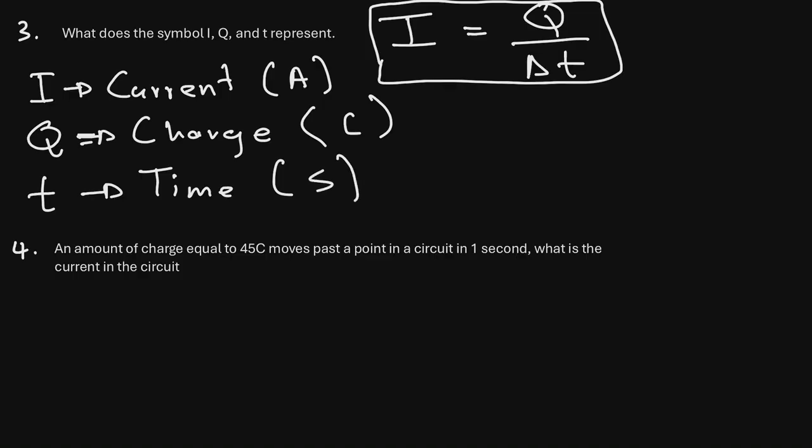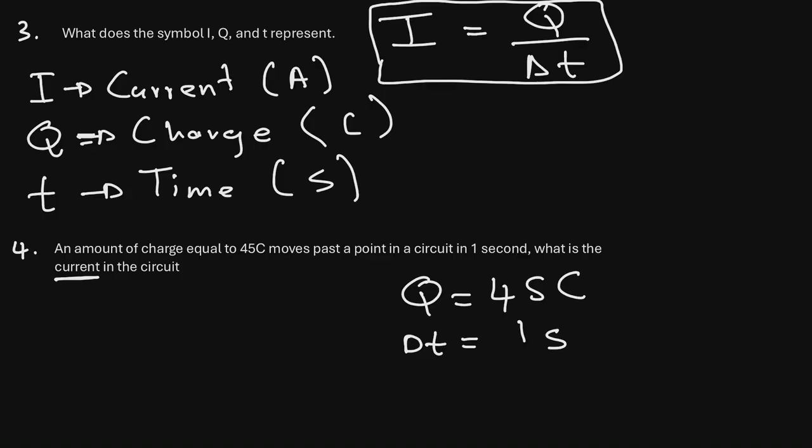So the following problem says an amount of charge equal to 45 coulombs moves past a point in 1 second. What is the current? So now we are given the charge is equivalent to 45 coulombs, and we are given the change in time is 1 second. So they say we must determine the amount of current.